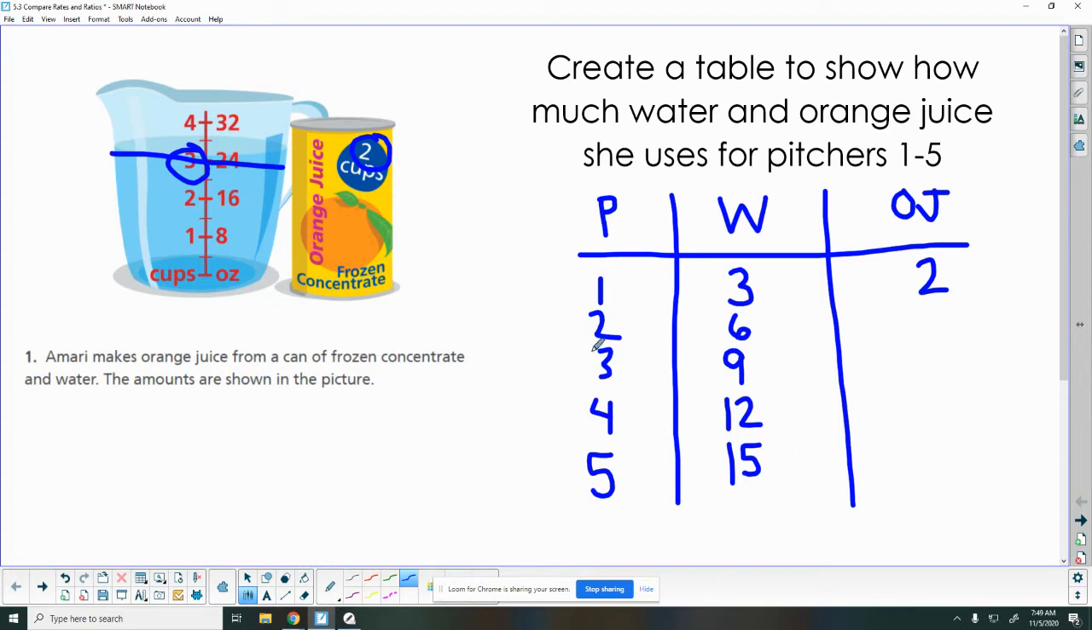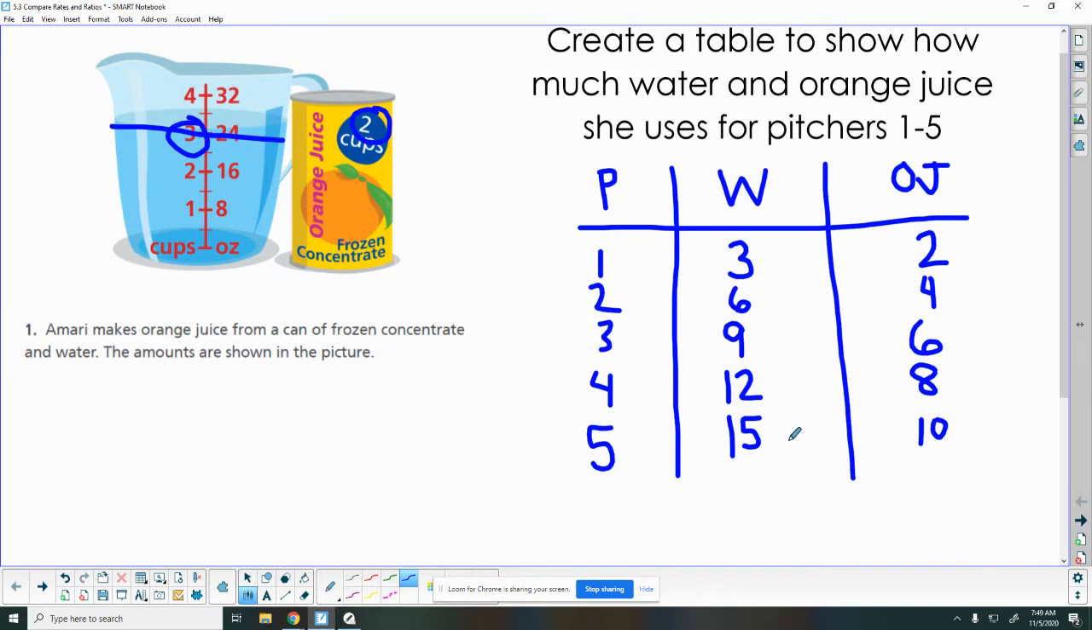So these patterns keep following themselves. Here, orange juice is every 2. So 2, 4, 6, 8, 10. So if you make 4 pitchers worth, she would need 12 cups of water, 8 cups of orange juice. So I can use this table to help myself figure things out.